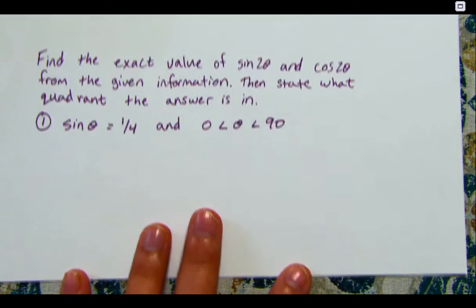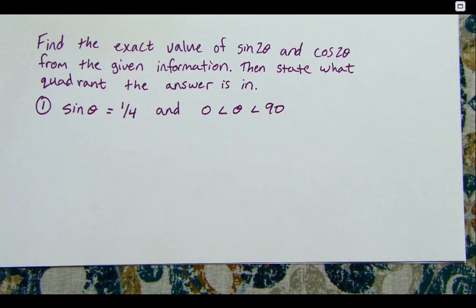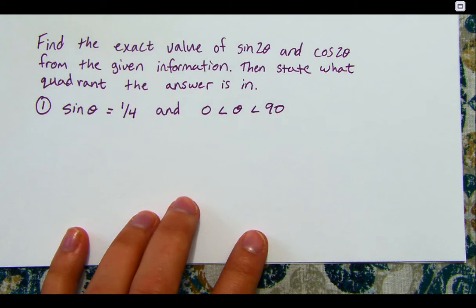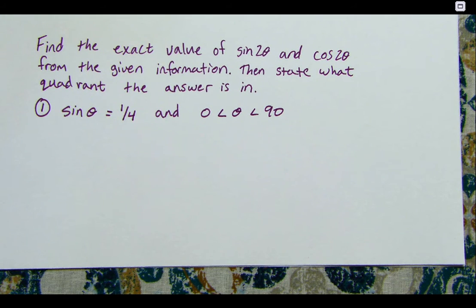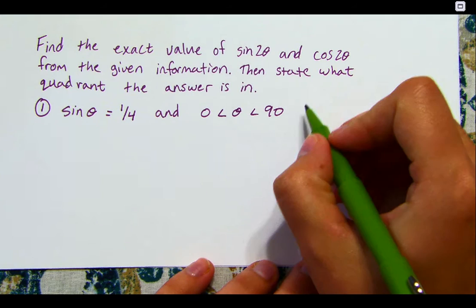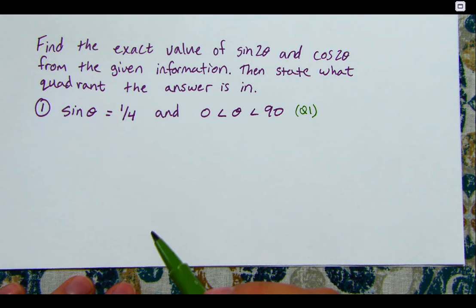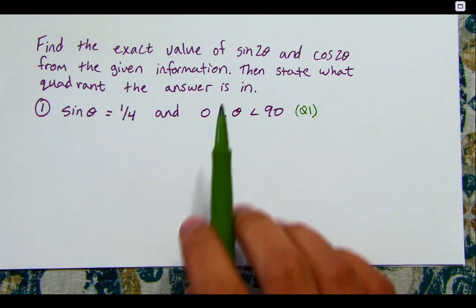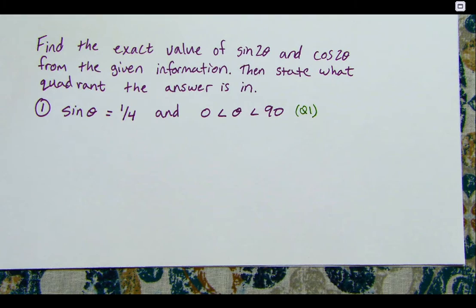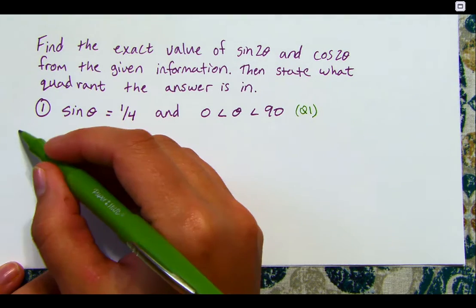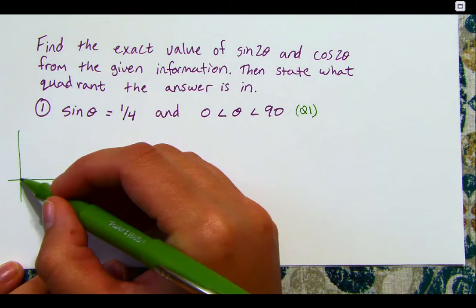All right, so for our next set of examples, we're going to be doing the same thing where we find the exact value for sine 2 theta and cosine 2 theta, and then state what quadrant the answer is in. So looking at our given information, we are starting in quadrant 1, and I'm going to need to find cosine in order to figure out this sine of 2 theta.